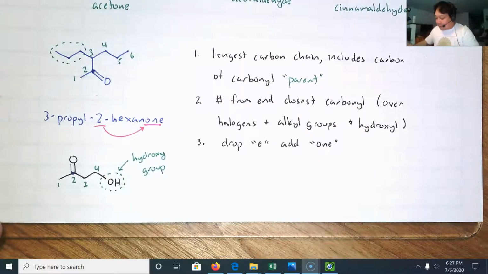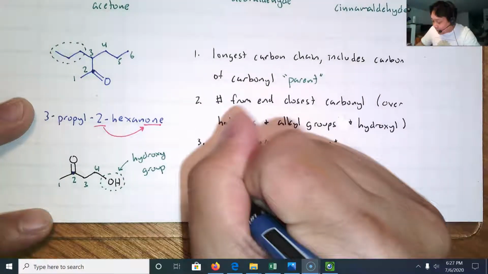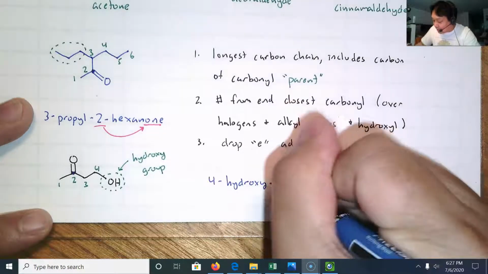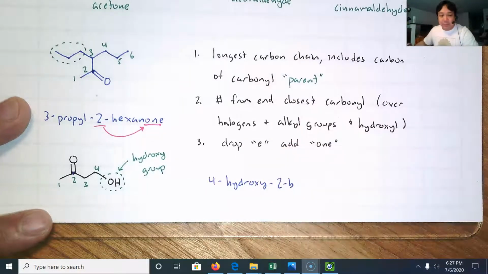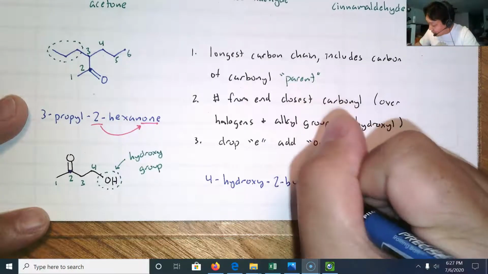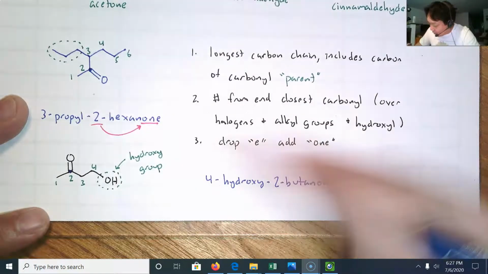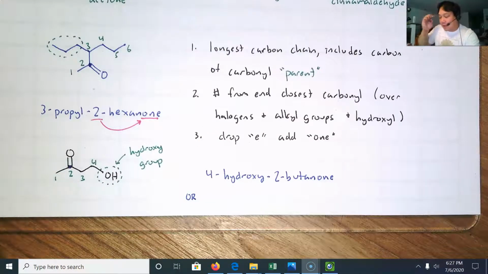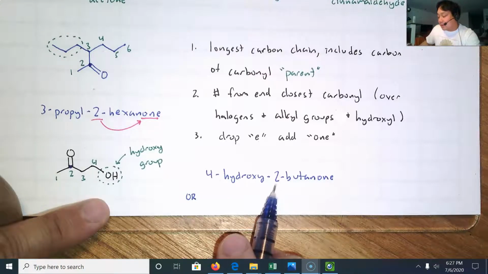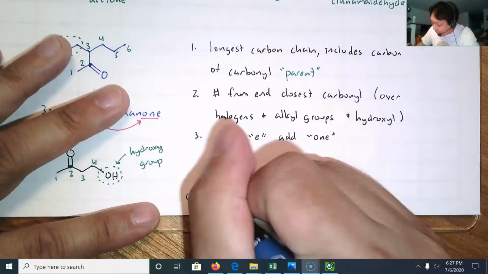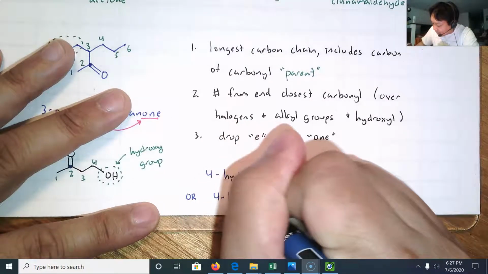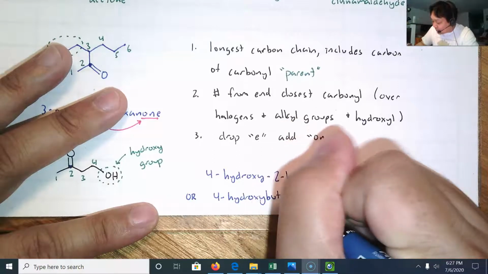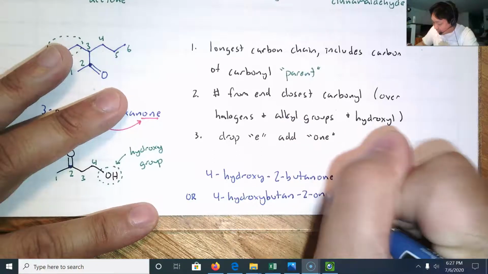And the name for this one is 4-hydroxy-2-butanone. Or we saw this with alcohols. Some textbooks are now putting, and it's acceptable, putting the number as close to the suffix as possible. 4-hydroxy, and you may see something like this: 4-hydroxybutan-2-one.